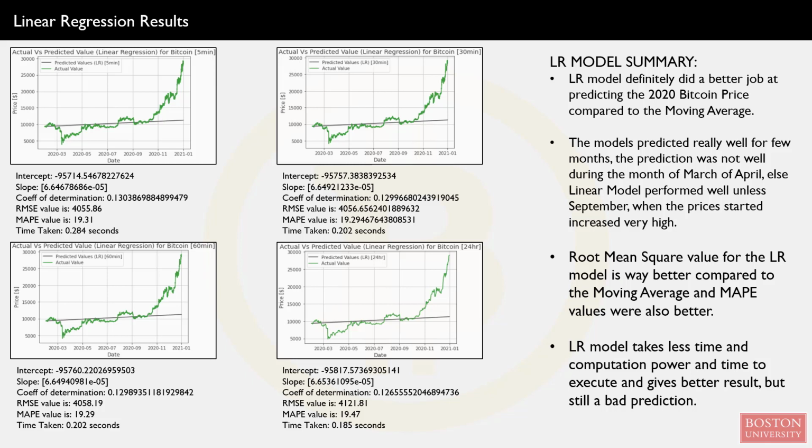For the linear regression model as well, there was not much difference between the RMSE values of 5 minutes, 30 minutes, and 60-minute data. Hence, it will be best to use 60-minute data for the prediction, as it requires less computation power. For 24-hour data, the linear regression RMSE value was slightly higher compared to the 60-minute data RMSE value.